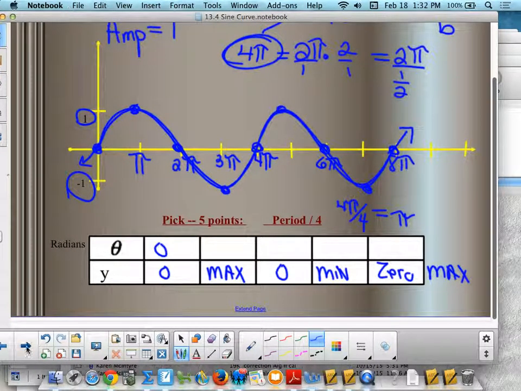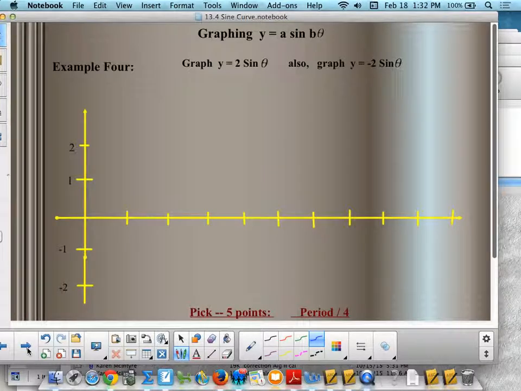Now, let's see if you can graph this one, and then also that one. This one is 2 sine of theta. This one is negative 2 sine of theta. Okay, I'll do one in blue, and I'll do one in red.